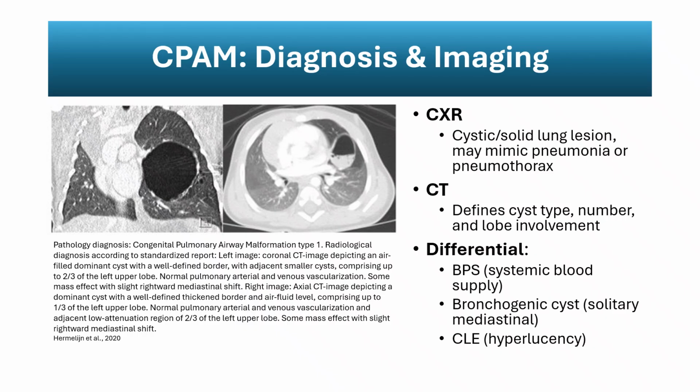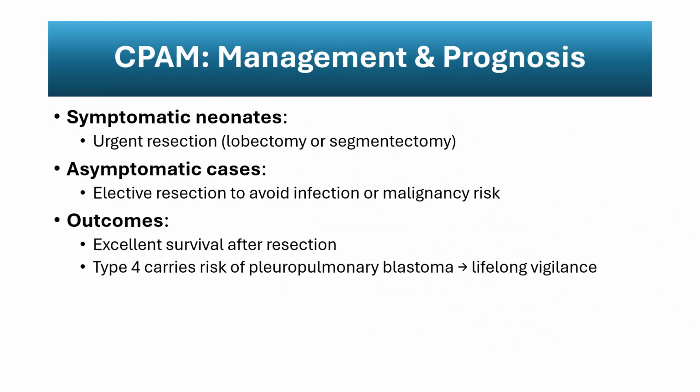The goal of imaging is not only to confirm the lesion, but to assess its size, location, and impact on adjacent lung tissue and mediastinal structures. This information guides perinatal counseling, anticipates potential respiratory compromise, and informs the timing and approach of surgical intervention. Accurate interpretation of imaging findings ensures that high-risk infants receive immediate support while minimizing unnecessary interventions in asymptomatic cases.